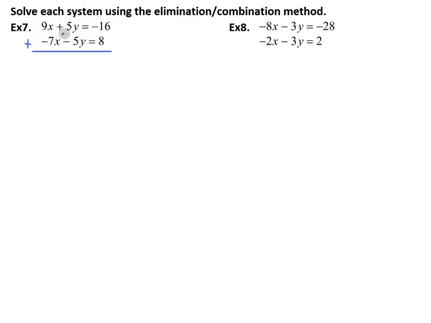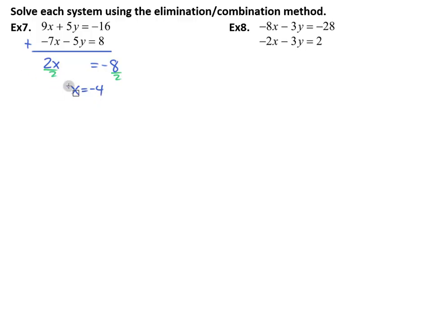But let's try this. So right now, these are set up to where if I added them, we'd get a positive 2x from 9x and negative 7x. My y's essentially cancel each other out, so we have no more y's. And negative 16 and 8 make negative 8. And check that out. Now I have an equation, 2x equals negative 8, where I can solve for x. Divide by 2, and I now know the x-coordinate of my system is negative 4.